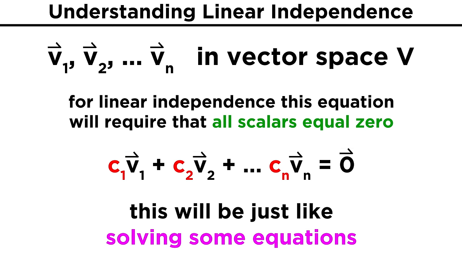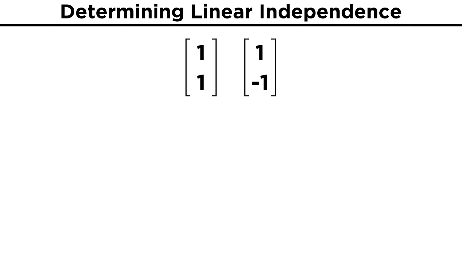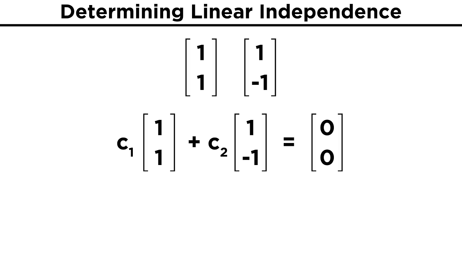Let's start with a simple example, two vectors, (1, 1) and (1, -1). As we just discussed, we'll make a linear combination, multiplying these vectors by scalars and setting the sum equal to 0.